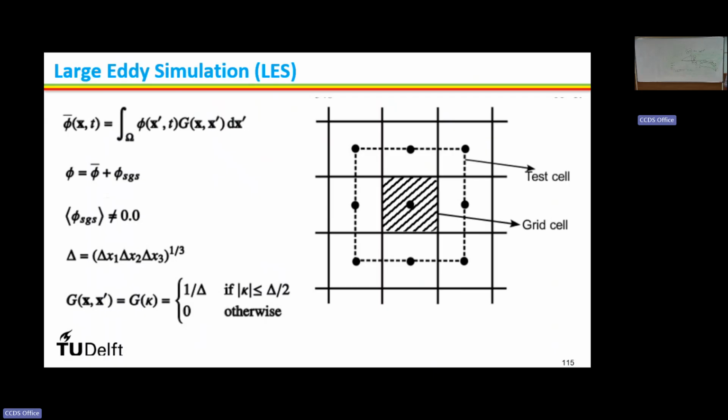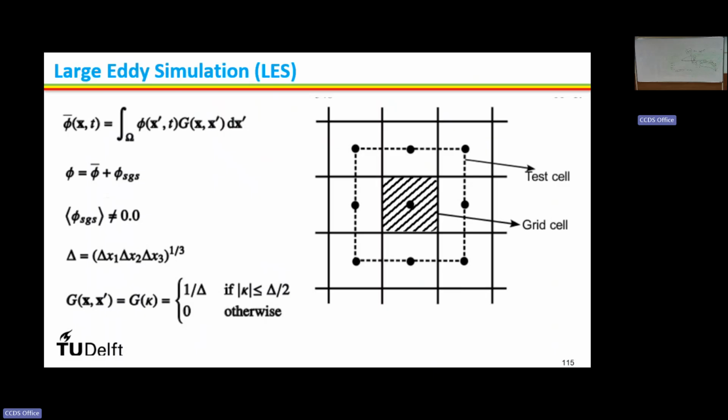So G is the convolution kernel. Any flow field variable phi, we convolve with the convolution kernel so that it will be filtered. This convolution kernel is taken as a filter. Just like in Reynolds averaging, where we decomposed the flow field variable into an average value plus a fluctuation, here in large eddy simulation any instantaneous flow field variable phi we decompose into two parts: one is the average value, phi bar, and one is the subgrid scale value.